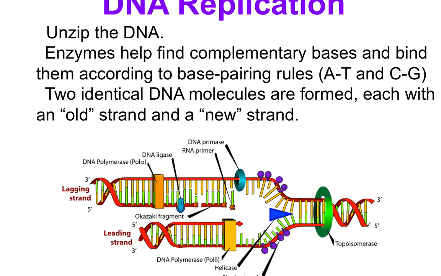DNA replication, unzipping the DNA, enzymes help find complementary bases and bind them according to that base pairing rule. If you remember, adenine bonds with thymine and cytosine bonds with guanine. And those two identical DNA molecules are formed, each of them with an old strand and a new strand.